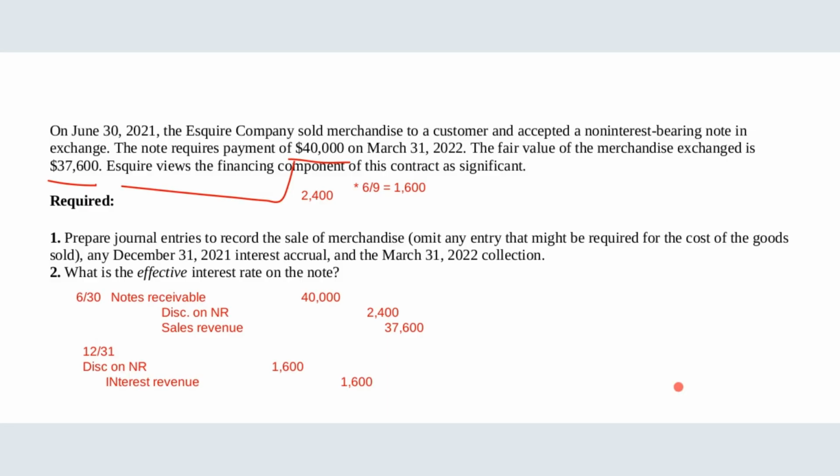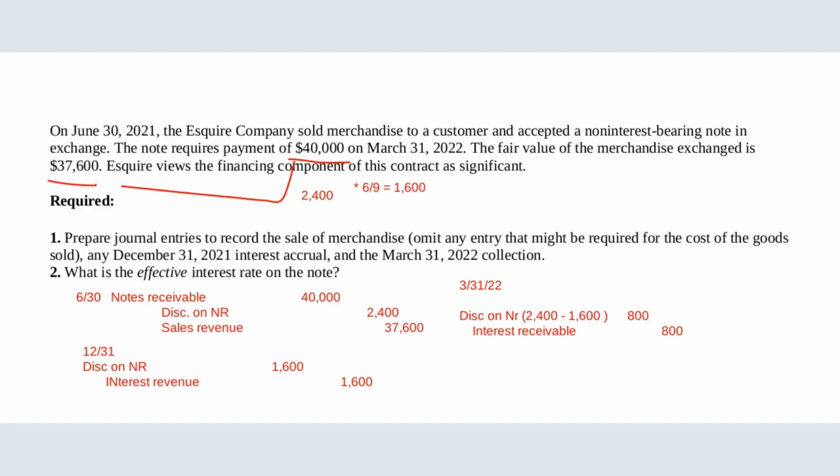And then when the customer actually pays us for this note, then we're gonna have to debit our discount on note receivable for whatever balance is left in there, which will be the 2,400 minus the 1,600. Ooh, we have to go. Or I have to go. Which is 800, and then credit our interest receivable, and then debit cash and credit the note receivable.